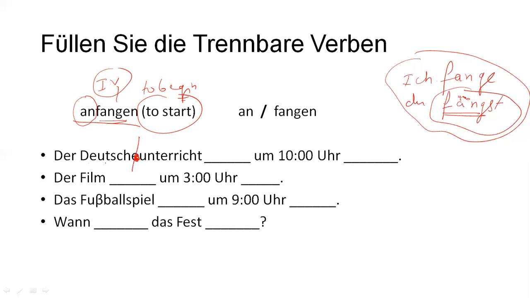So der Deutschunterricht, German class, the German class at 10 o'clock. So what shall I write at the end of the sentence? The prefix. What is prefix here? An. And then I must write F Ä N G T. And why T? Because the German class is equal to er, sie, es, and hence we have written T.